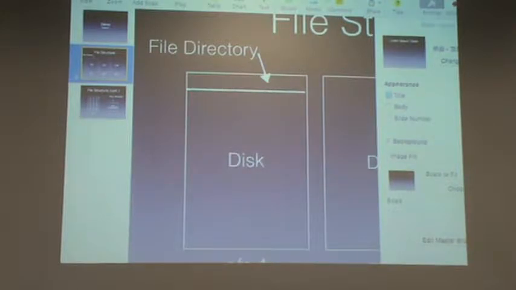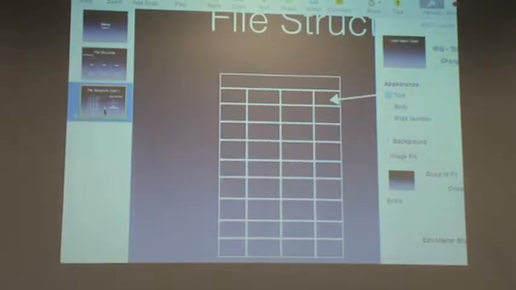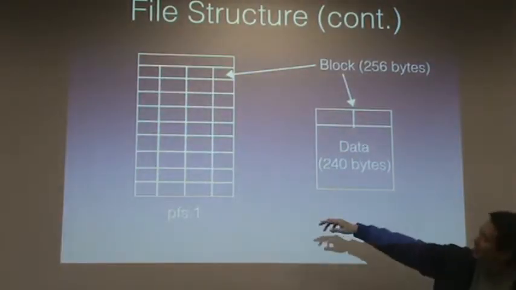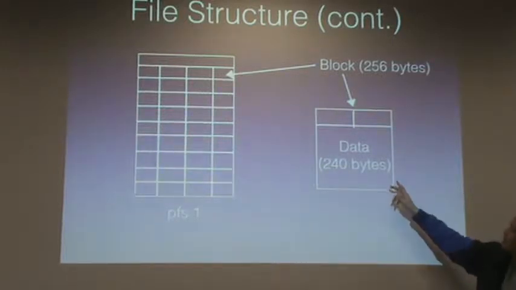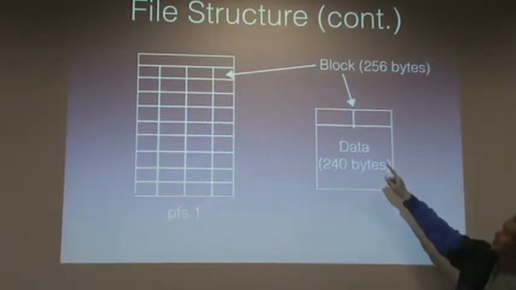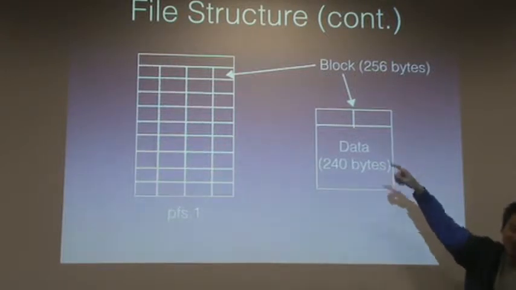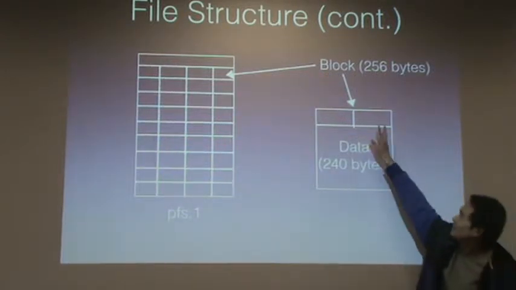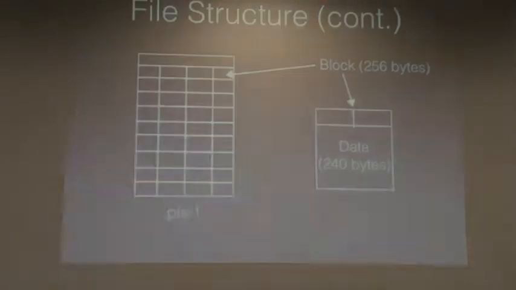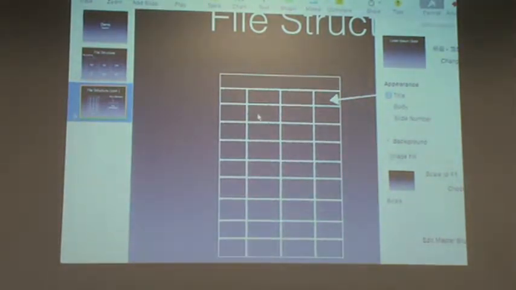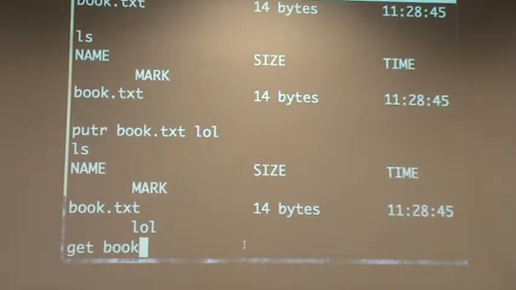Could you show me the next slide? So that's the block. I have 36 blocks for one file, and for each block, I have the previous block and the next block right here, and the data is 240 bytes. So you are using linked allocation. Yes. Okay.